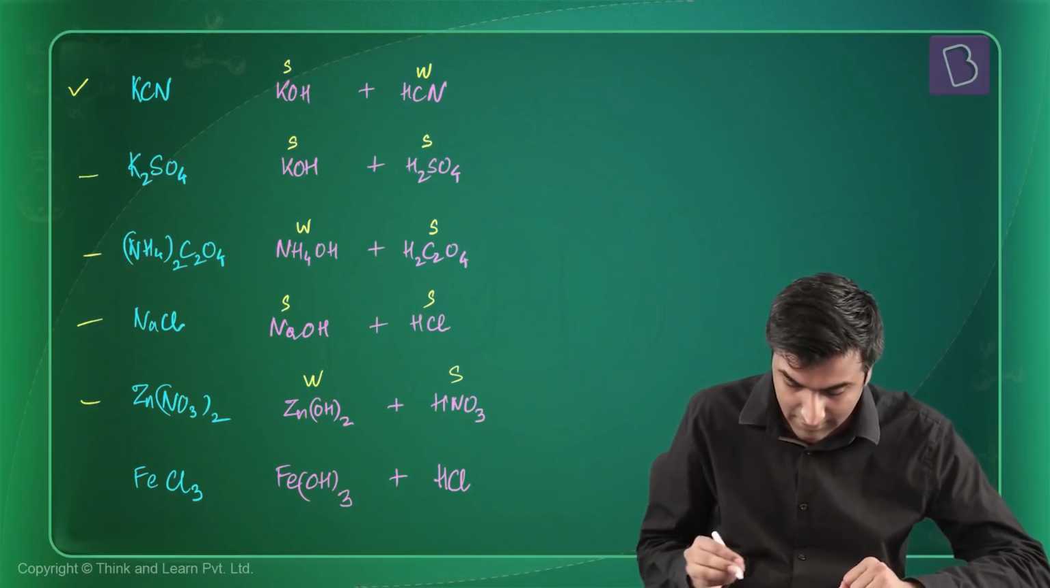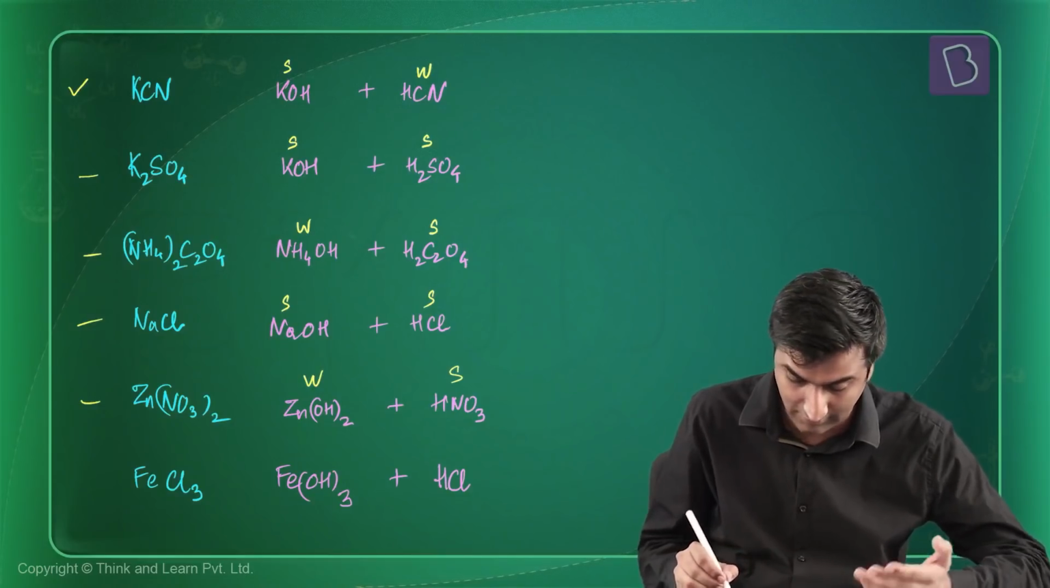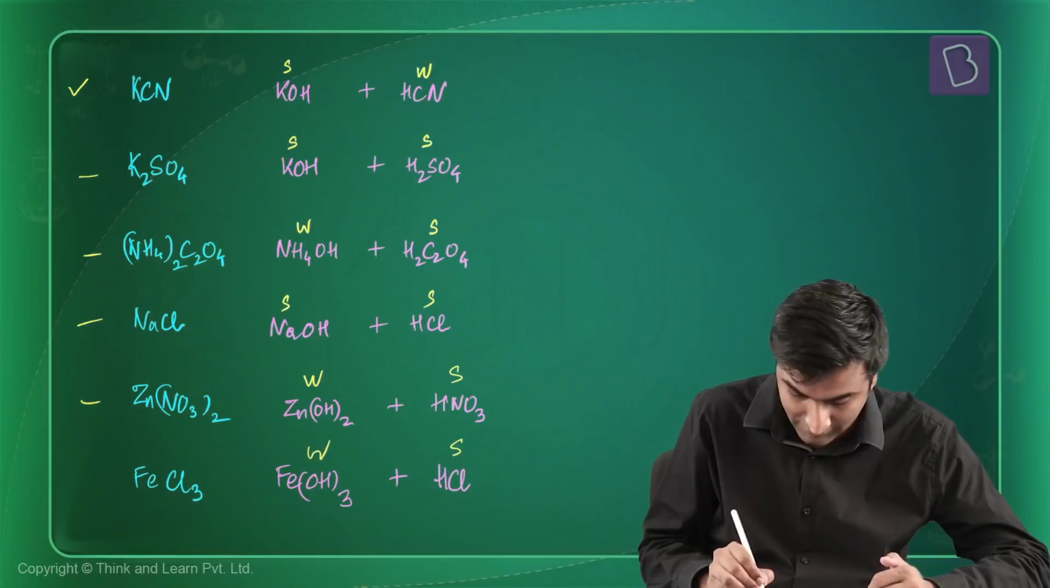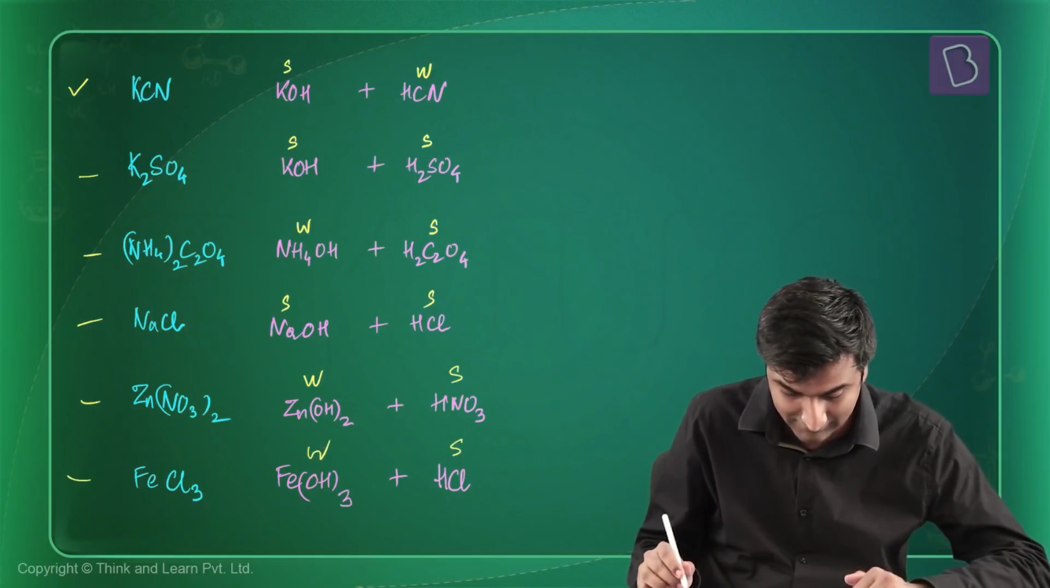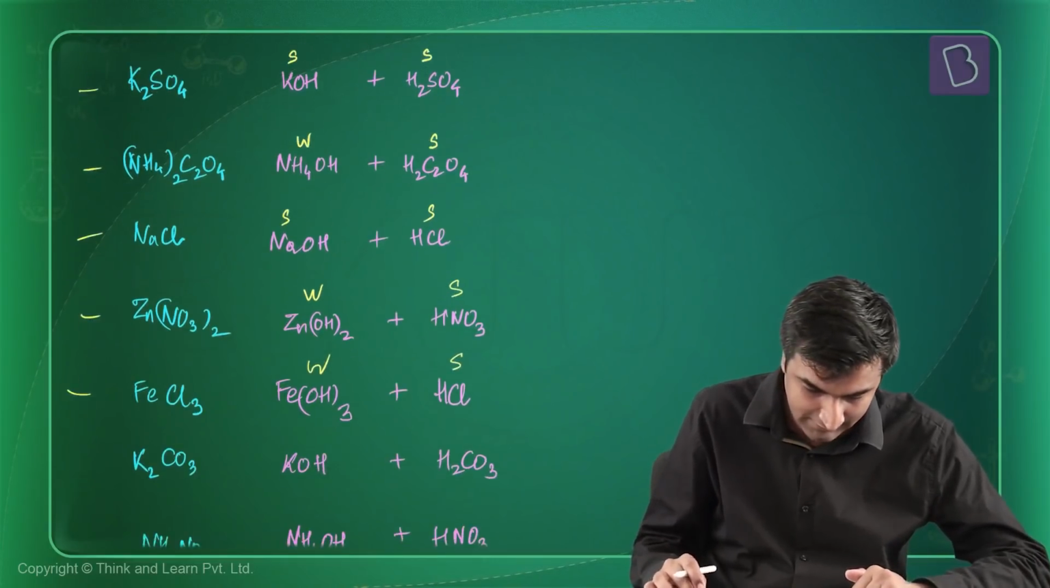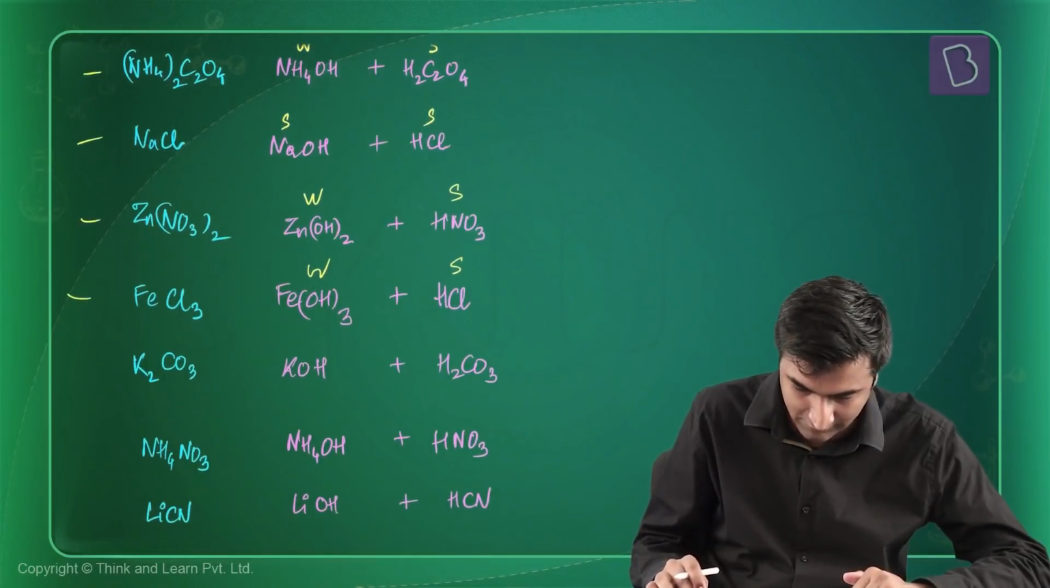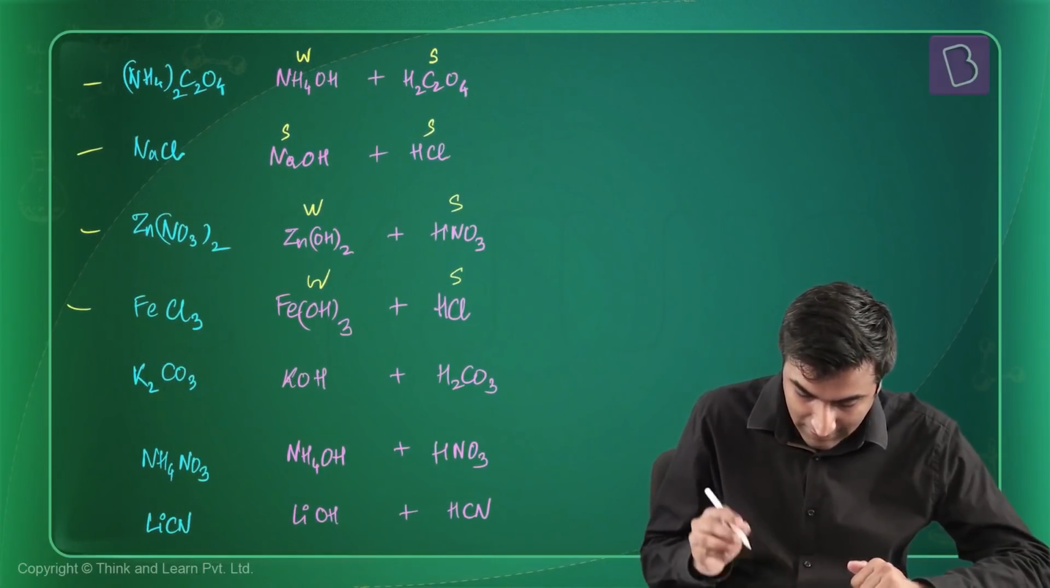FeCl3, interesting. I have Fe(OH)3 and HCl. Okay, well, this is definitely strong, and this is much weaker than this. So, yeah, this is acidic too. Just one so far. Let's see what. Oh, we have how many compounds remaining? Three of them. Let's see what happens here.